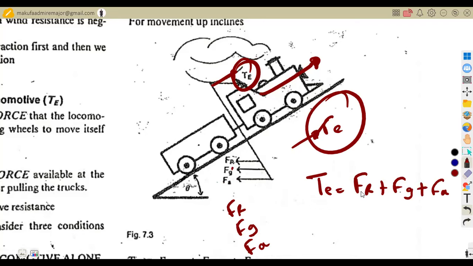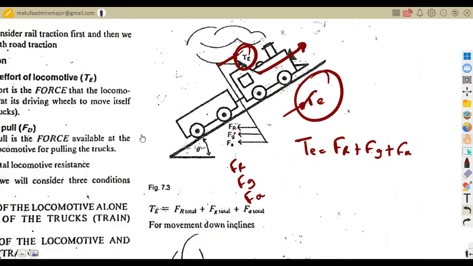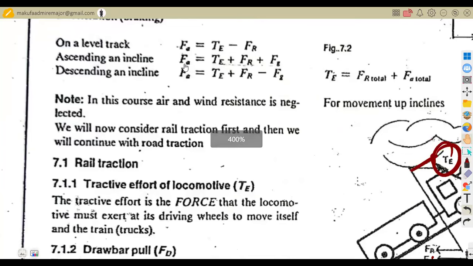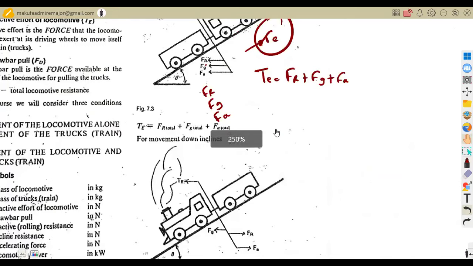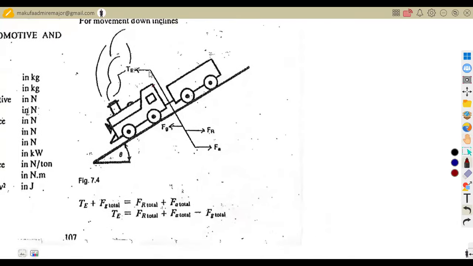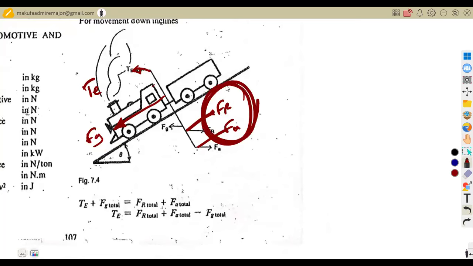So we can manipulate this in favor of whatever you want. This is the formula they're showing, but they wrote it in terms of FA. So you can have FA as the subject, but this is the idea when you are going up the incline. Meaning to say, what if you are going down the incline? This is going to oppose now. If you are going down the incline, this is going to be your tractive effort, but the incline force, your FG, is always this side. So this time we're going to have the tractive effort, but the forces opposing are our rolling resistance and our accelerating force. FR and FA oppose this one.